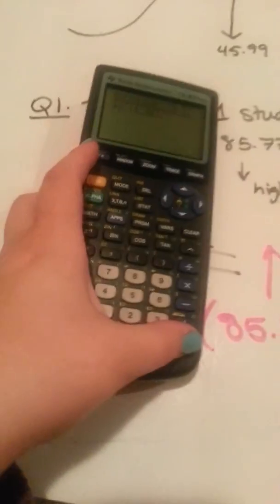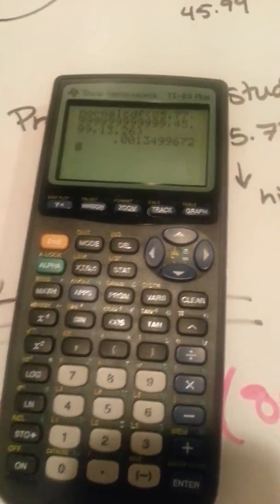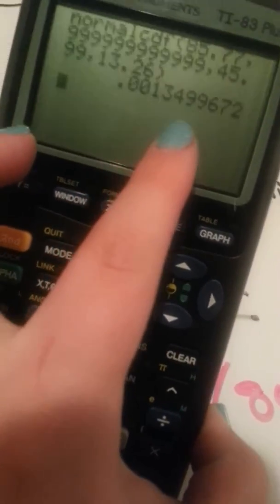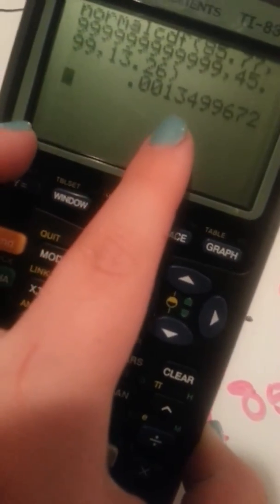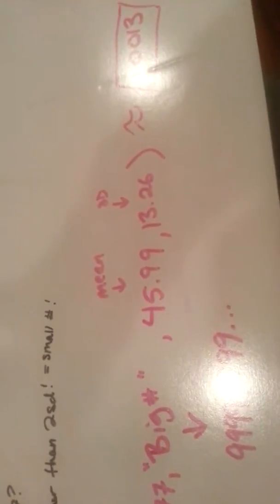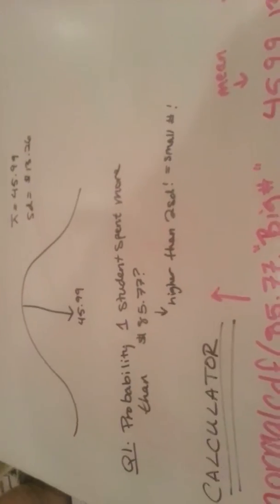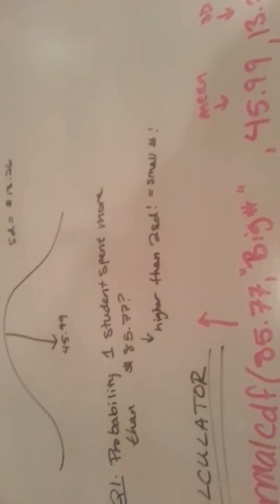Sorry, doing this one-handed. So you have all those numbers, you hit enter, and it gives you the answer, 0.001349. You can write that as 0.00135, whatever, but I just leave it as approximately 0.0013. And this is how you would write it in your notebook: normalcdf, 85.77, big number, a bunch of 9s, 45.99, 13.26, and 0.0013 is the answer. And that is how you do z-scores for a normal bell curve.